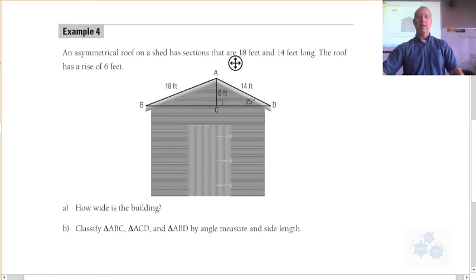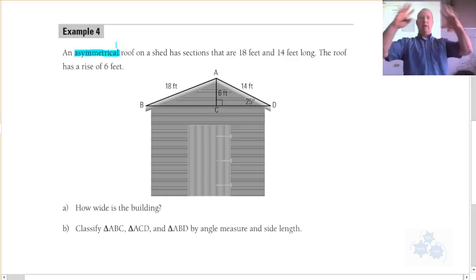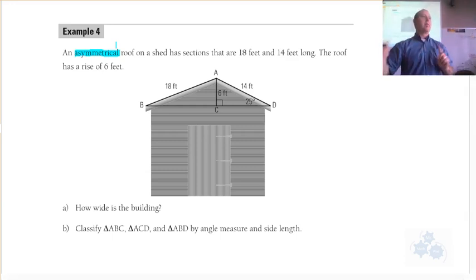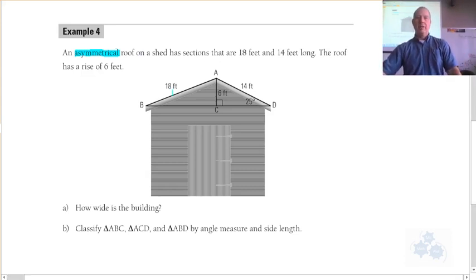So example 4 says this: an asymmetrical roof. First of all, asymmetrical. Symmetrical means it's the same on both sides, right? There would be a dividing line where one half looks exactly the same as the other. Asymmetrical, whenever you have atypical or something that starts with an A or an anti, it means opposite. So it's not symmetrical. And you can see that this roof is sloped a little bit, it's got a longer section there than here. And this angle measure right here looks a little bit larger than this angle measure over here.